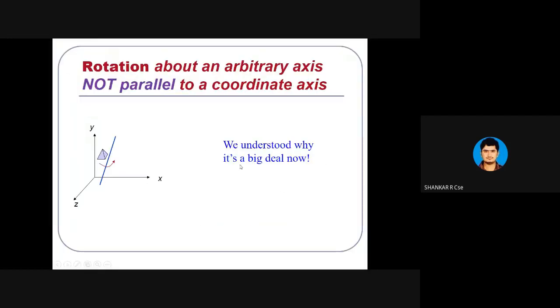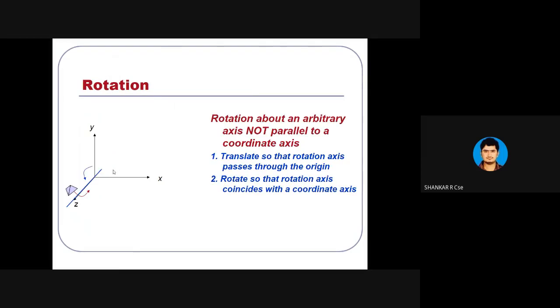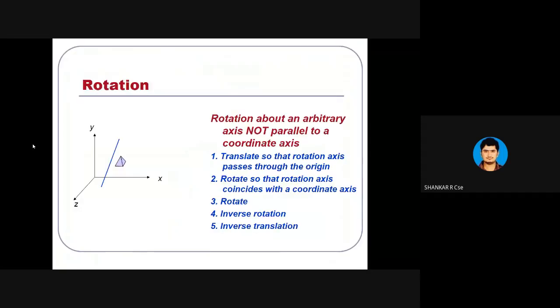Okay, now we have understood why it is a big deal, right? We had this blue color axis, put it to origin, we cannot straight away get it to z axis. It goes through x axis alpha and y axis beta, and then comes to this step 2. That is the reason I told you step 2 has two parts, 2a and 2b. Third is rotation, fourth is inverse rotation, fifth one is inverse translation.